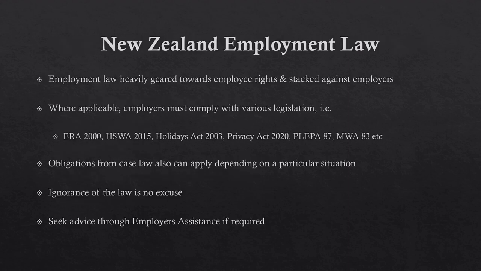In terms of New Zealand employment law, at a very high level, most business owners and employers have a clear understanding that it is generally heavily geared towards employee rights and conversely stacked against employers. It is the obligation of employers at a general level to comply with various legal obligations and legislation. So there are a range of acts or statutes by government that employers must adhere to that are relevant to the workplace and employing staff. These include the Employment Relations Act 2000, the Health and Safety at Work Act 2015, the Holidays Act 2003, the Privacy Act 2020, the Parental Leave and Employment Protection Act 1987, the Minimum Wage Act 1983, and so on.